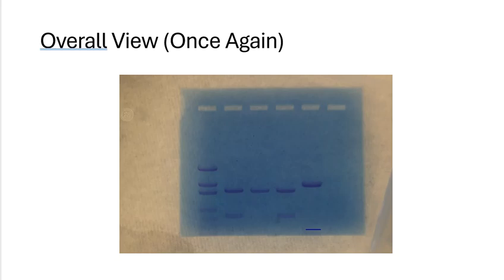If I go back and take a larger look at the overall view of the gel once more, this is the gel from the crime scene lab experiment. So just as we've discussed, the first one is a ladder. The second one is a crime scene. The third one is from suspect 1. The fourth one is from suspect 2. And the fifth one is from suspect 3.